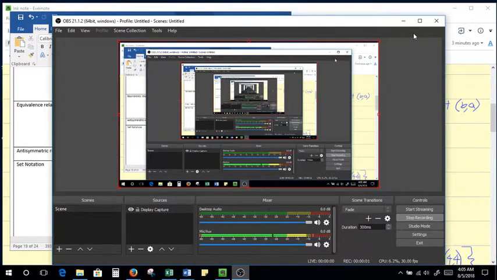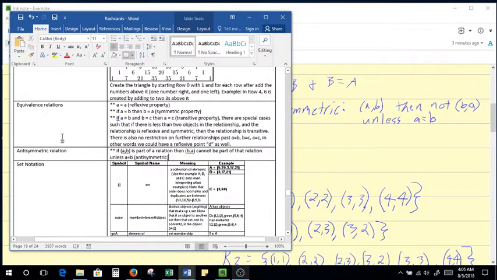All right, today we're going to talk about equivalence relations and antisymmetric relations. So a reflexive property is A equals A. Our symmetric property is A equals B and B equals A. And our transitive property: if A equals B and B equals C, then A equals C.